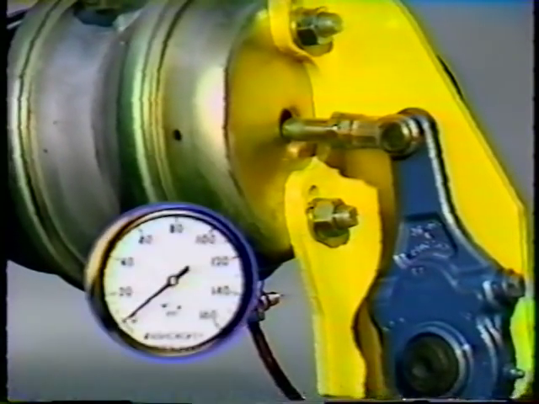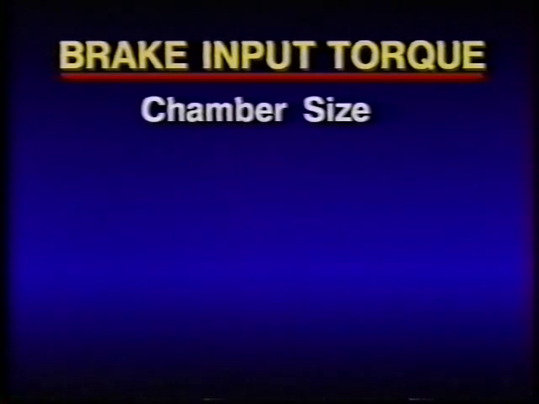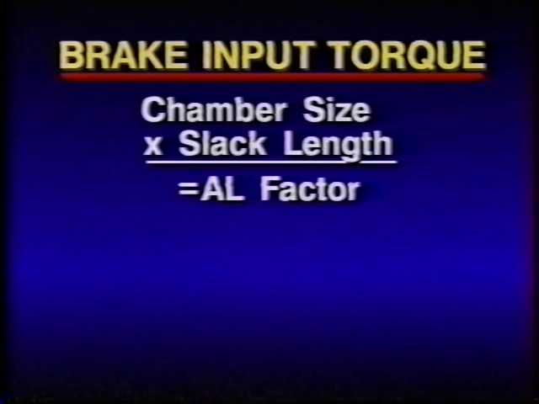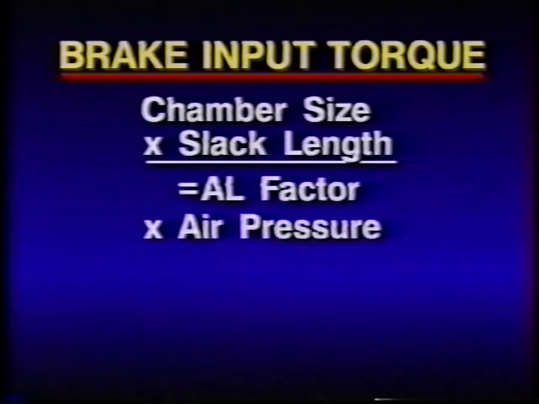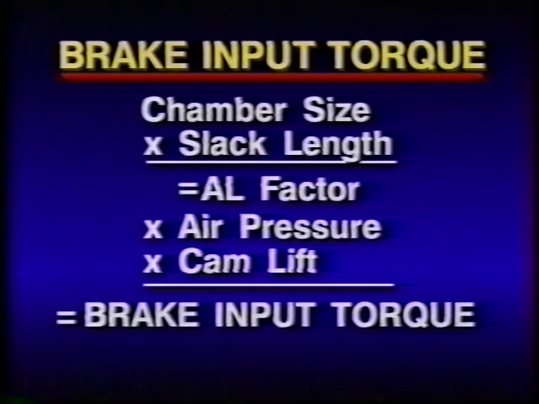Input torque is determined by the amount of air pressure supplied to the brake chamber, the size of the chamber, and the length of the slack adjuster. To calculate the input torque, the air chamber size is multiplied by the slack adjuster length to determine the AL factor. Then the AL factor is multiplied by the air pressure and the cam lift factor. The answer is the input torque.